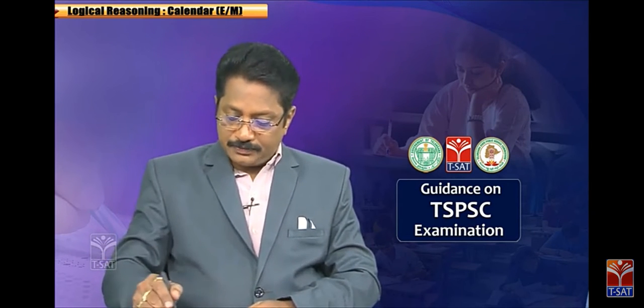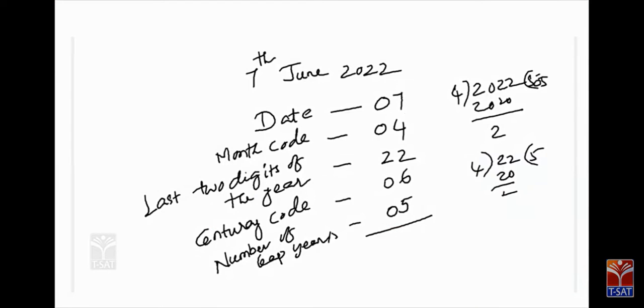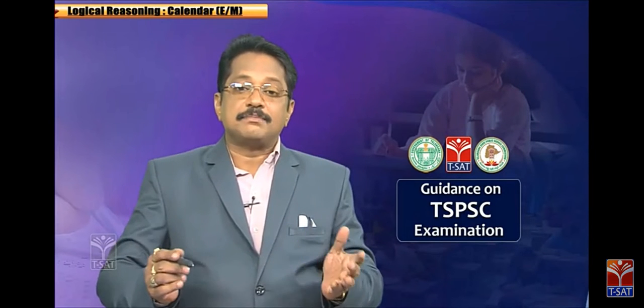Now, add all this: 7 plus 4 plus 2 plus 6 plus 5. 7 plus 4 is 11, 11 plus 2 is 13, 13 plus 6 is 19, plus 5 means it is totally 24. Correct? So, after adding, this total value is divided by 7. When you divide by 7, 7 threes are 21. What is the remainder here? 3 is the remainder.